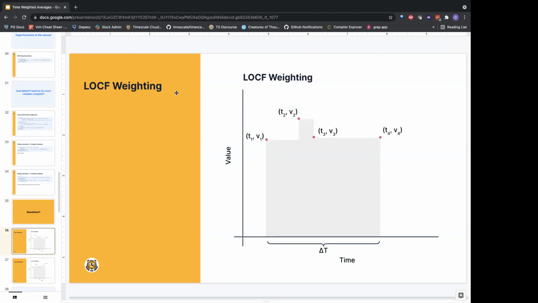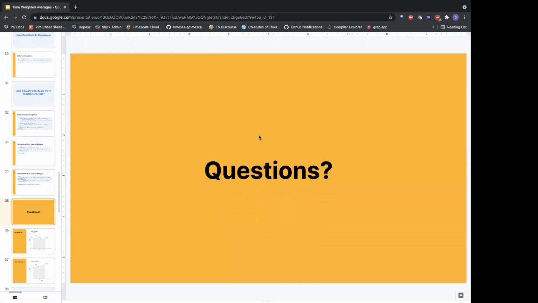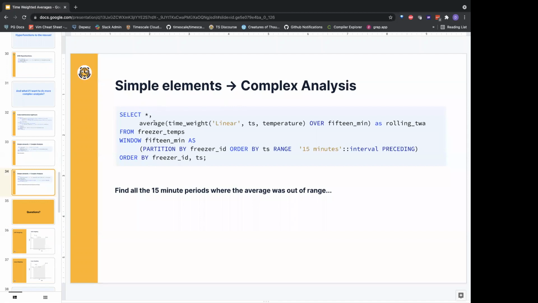I've got a question, David. So in your usage example, this whole thing is talking about time-weighted averaging, but by the syntax, it looks like time weight is the function and is being wrapped by the regular SQL average aggregate. Are there other aggregates you could use here?